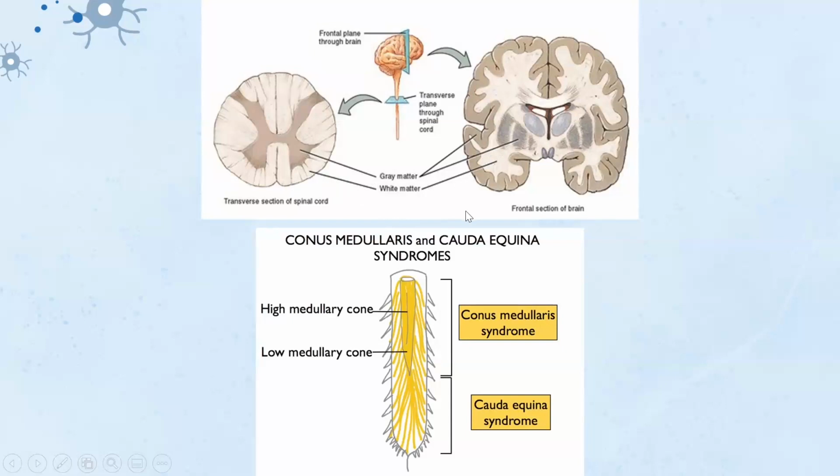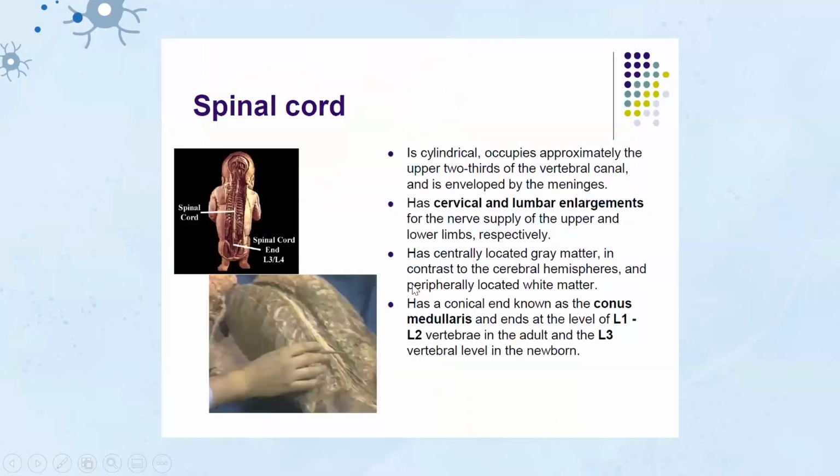The conus medullaris is the lower end of the spinal cord, so it looks like a cone. This is why it's called conus medullaris. For adults, it ends at the level of L1 to L2, but in newborns, it ends at the level of L3.